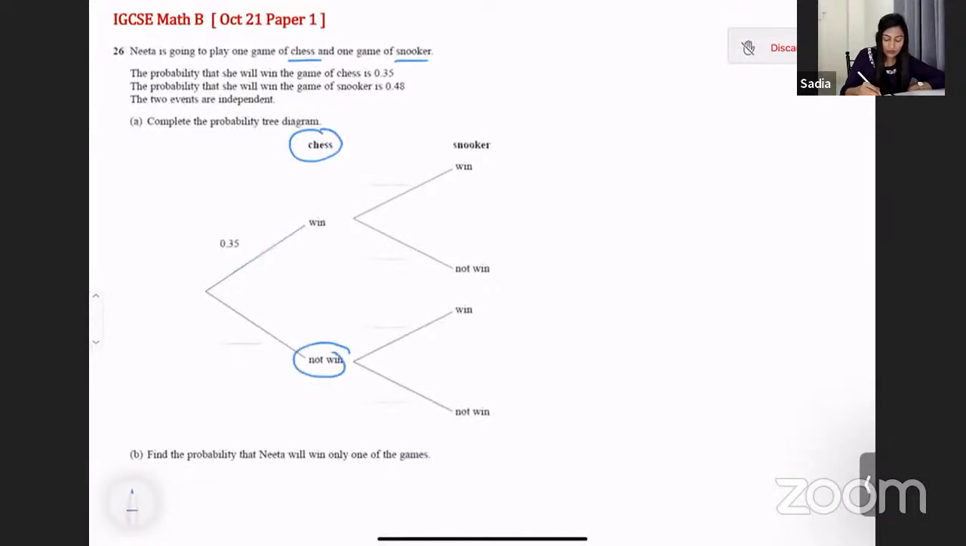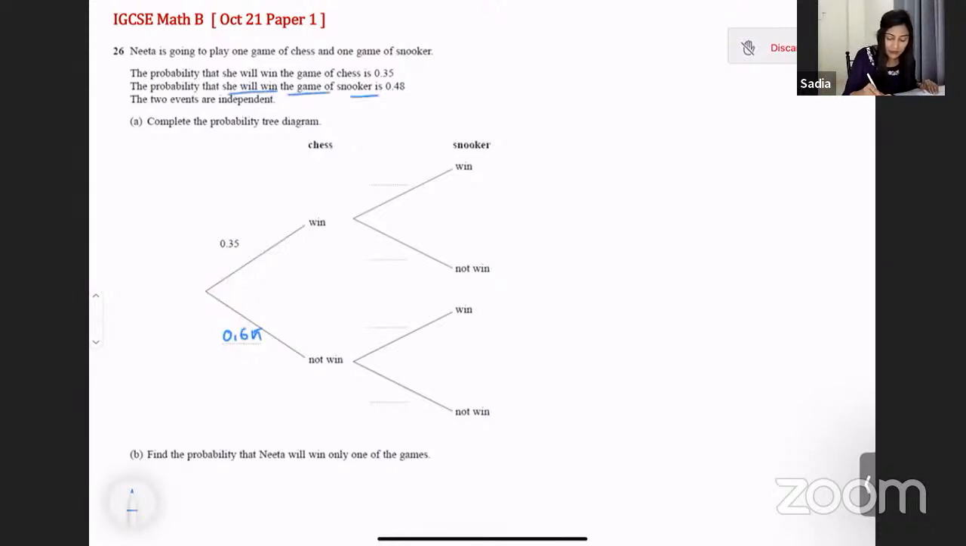In that case, losing, not win. You can get that value by just using 1 minus this formula. Total probability is 1, so you can just deduct this from 1. That will give us 0.65. And then probability of winning snooker is given.